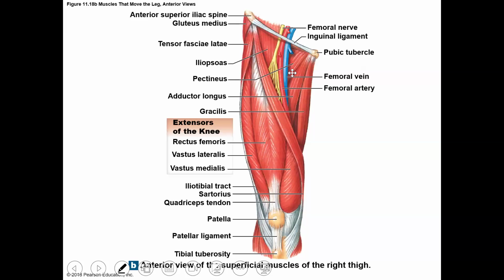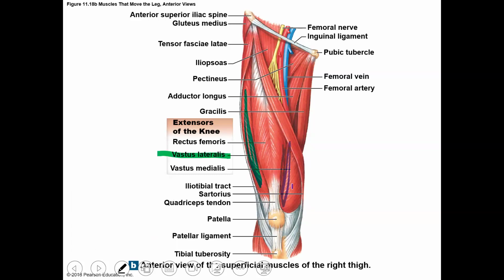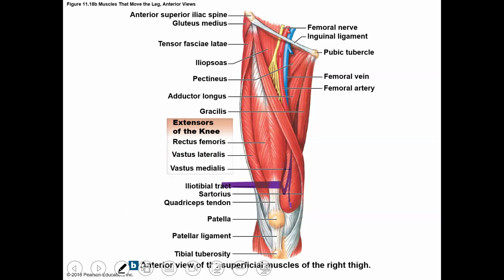Okay. So you can see sartorius right here kind of coming across. You could see rectus femoris here. Here's the patella or the kneecap. And then from that rectus femoris, you look on this side here, the lateral side, that's vastus lateralis. You look on the medial side of rectus femoris right there. So look on the medial side and you will see vastus medialis, right? Extensors of the knee.